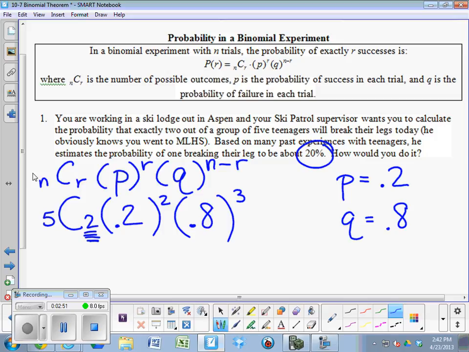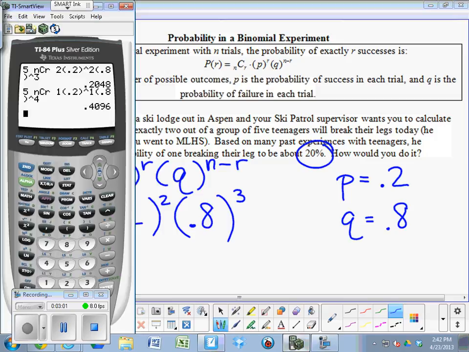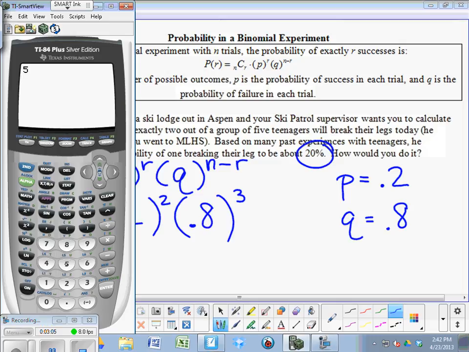All we do is actually type it in exactly as seen, and we will get the probability that 2 out of these 5 kids will break a leg. You don't need to worry about any fancy parentheses. It's simply straight through. 5, math, PRB, 2.